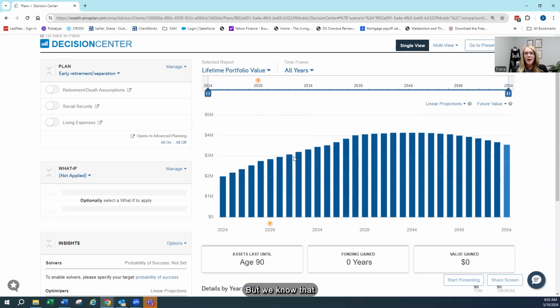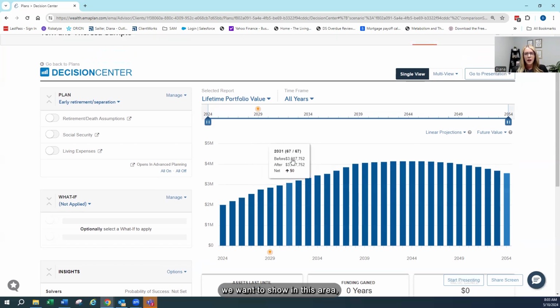But we know that things don't always pan out exactly how we want them to. Life changes. And so what we want to show in this area, we call it the decision center, because it lets us manipulate the data or the base scenario to show us how those changes might affect our plan long term. So in this scenario, I'm going to add a few changes to the plan.